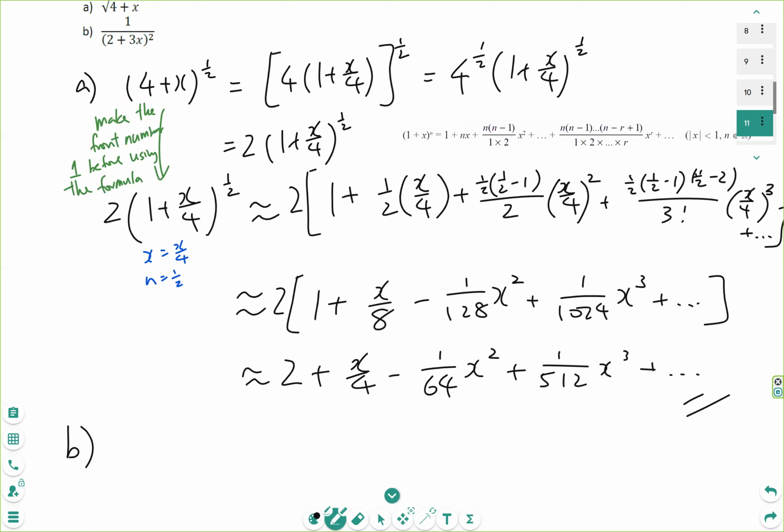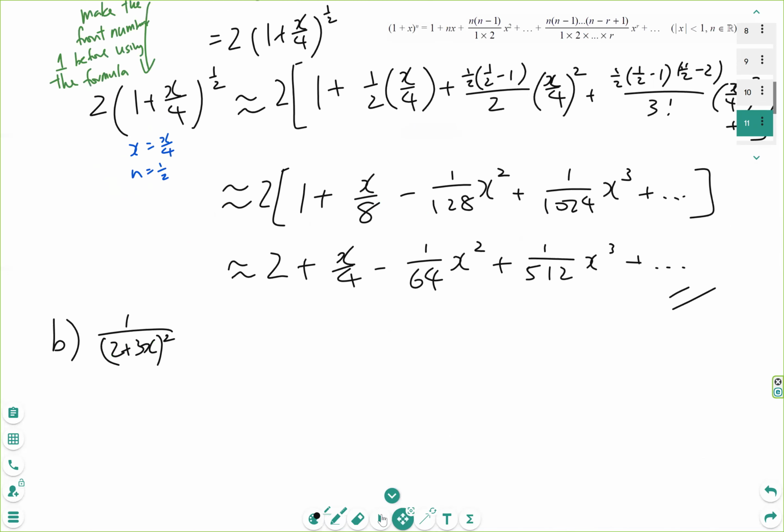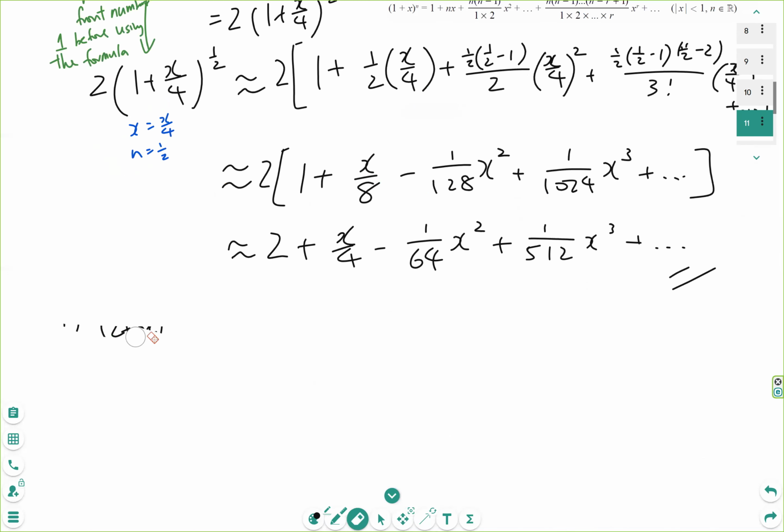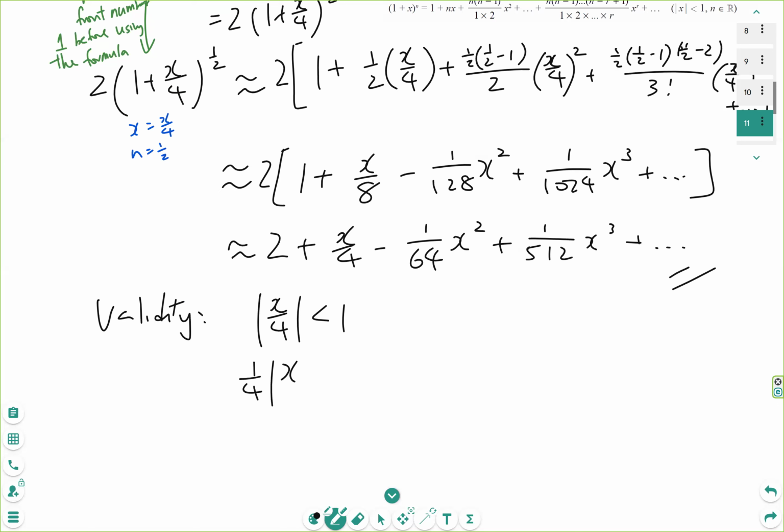So part B, 1 over 2 plus 3x squared. Oh, actually, I forgot to talk about validity before. So when is this valid? When x over 4 is less than 1, you can take a quarter out. So x has to be less than 4. That's the validity.